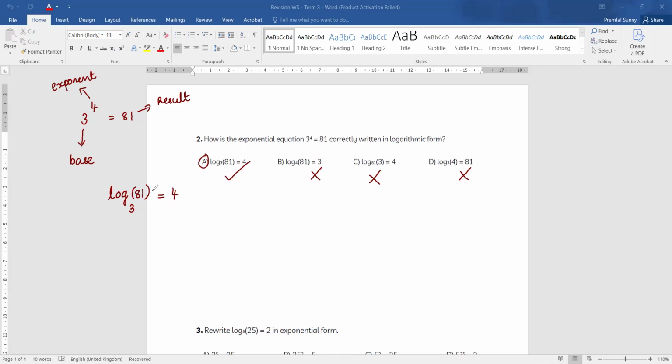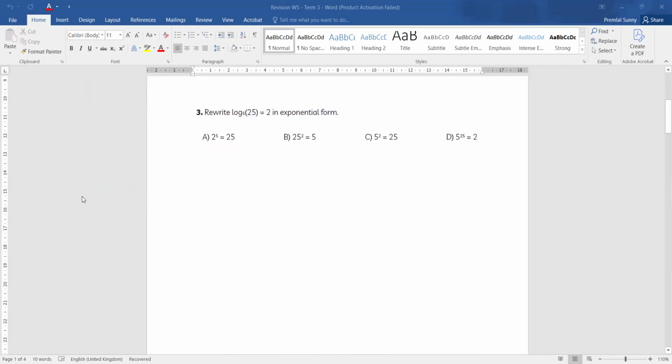Now moving on to the next question here. Rewrite log 25 to the base 5 equals 2. In this case, we need to convert a logarithmic equation to exponential. So first let's write down the question: log 25 to the base 5 is equal to 2.